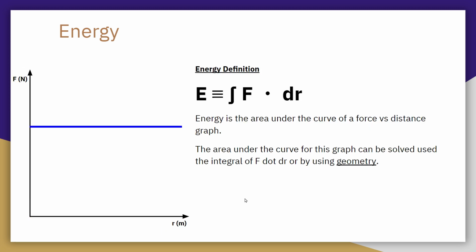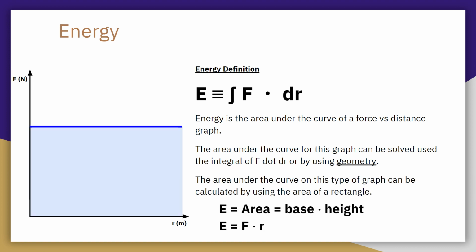Now we're going to start off with a very straightforward force versus position graph, where we have a constant force at every single position. We're still using that exact same definition of energy. Energy is the integral of F dot dr, where energy is the area under the curve of a force versus distance graph. However, the reason why we're starting off with this one is this is a type of graph that we will occasionally see. A horizontal line on a force versus position graph. While we could definitely use calculus and integrate F dot dr, we can also see that the area under the curve here is a rectangle, so we can solve this using geometry.